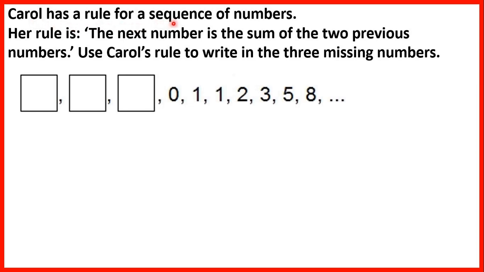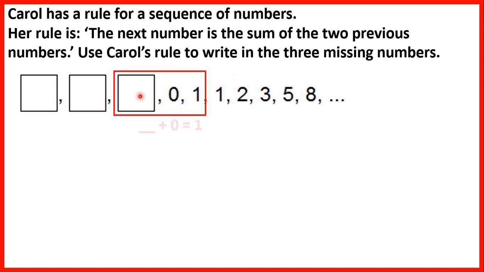Carol has a rule for a sequence of numbers. Her rule is the next number is the sum of the 2 previous numbers. Use Carol's rule to write in the 3 missing numbers. So we can see how this sequence works, because we have 8 and that's the sum of 3 and 5, or if we have 5, that's the sum of 2 and 3, and so on.